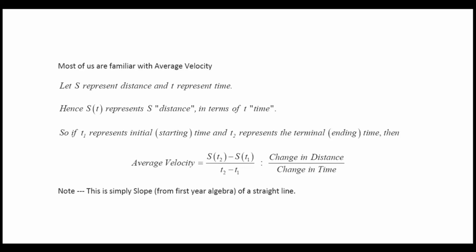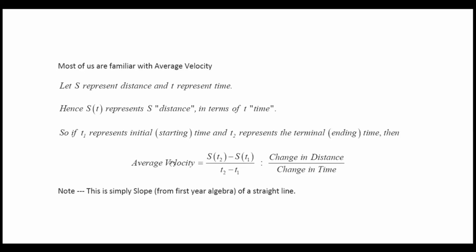So we're going to make a note here that T is time, and T sub 1 is what we're using to represent our initial or starting time. That's when we began our journey. And T sub 2 is our terminal or ending time. That's when we stopped our journey.